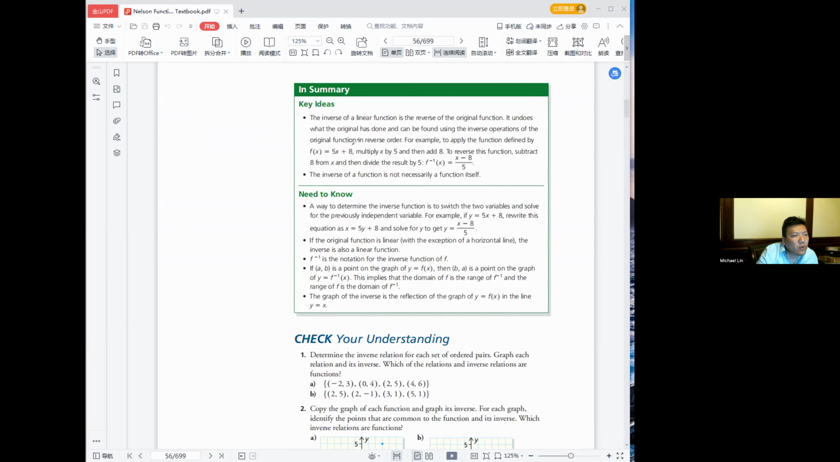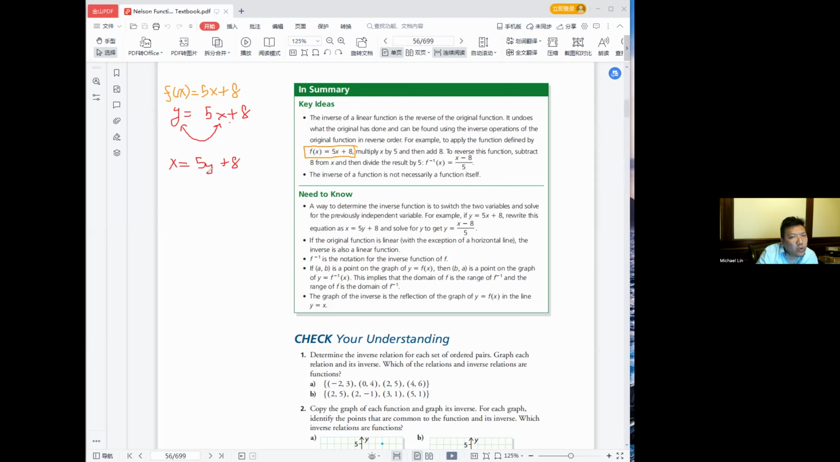Okay, so suppose we are given a function like this, f(x) is equal to 5x plus 8. Most textbooks will teach it by simply writing this as y is equal to 5x plus 8. Then your next step is to switch the x and y variables because all the x and y's have been flipped according to our definition. So that means x equals 5y plus 8.